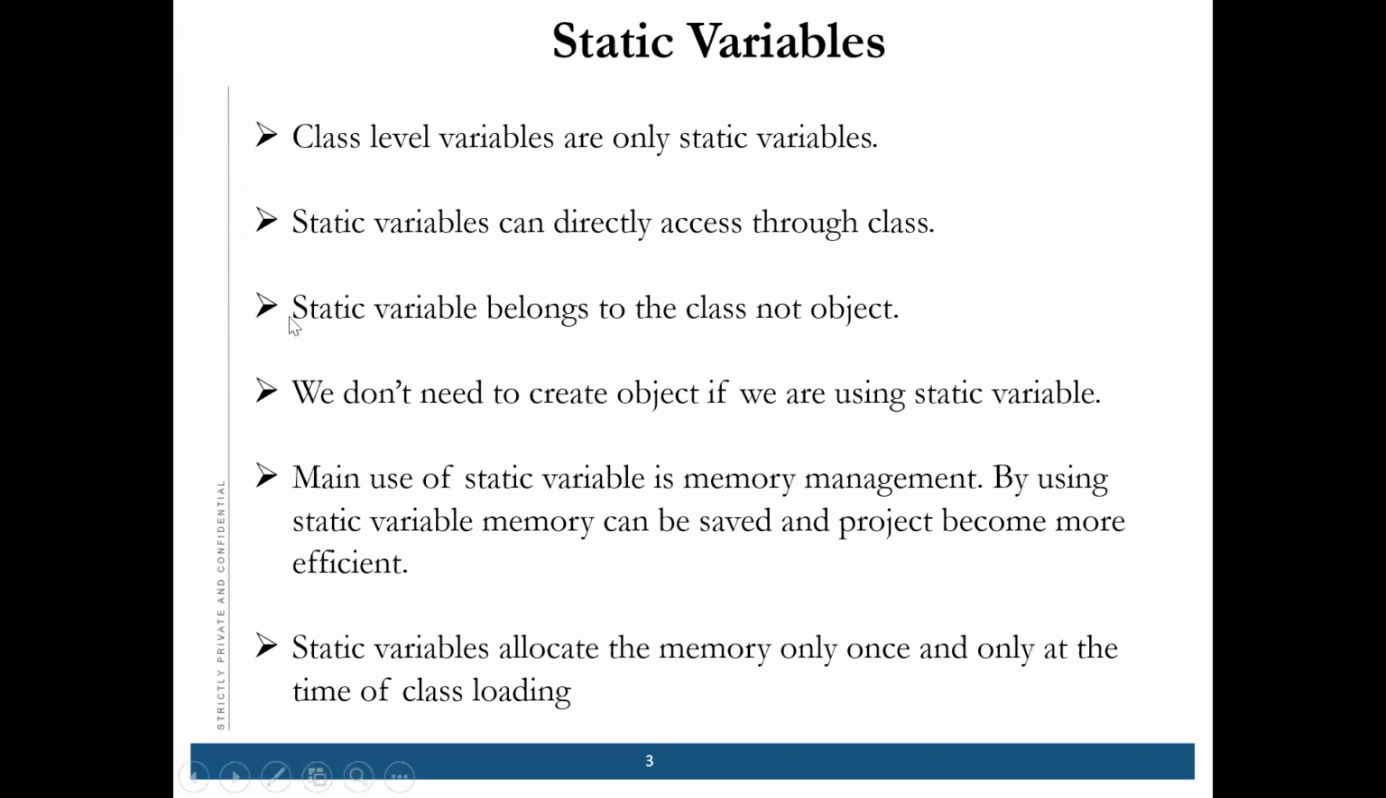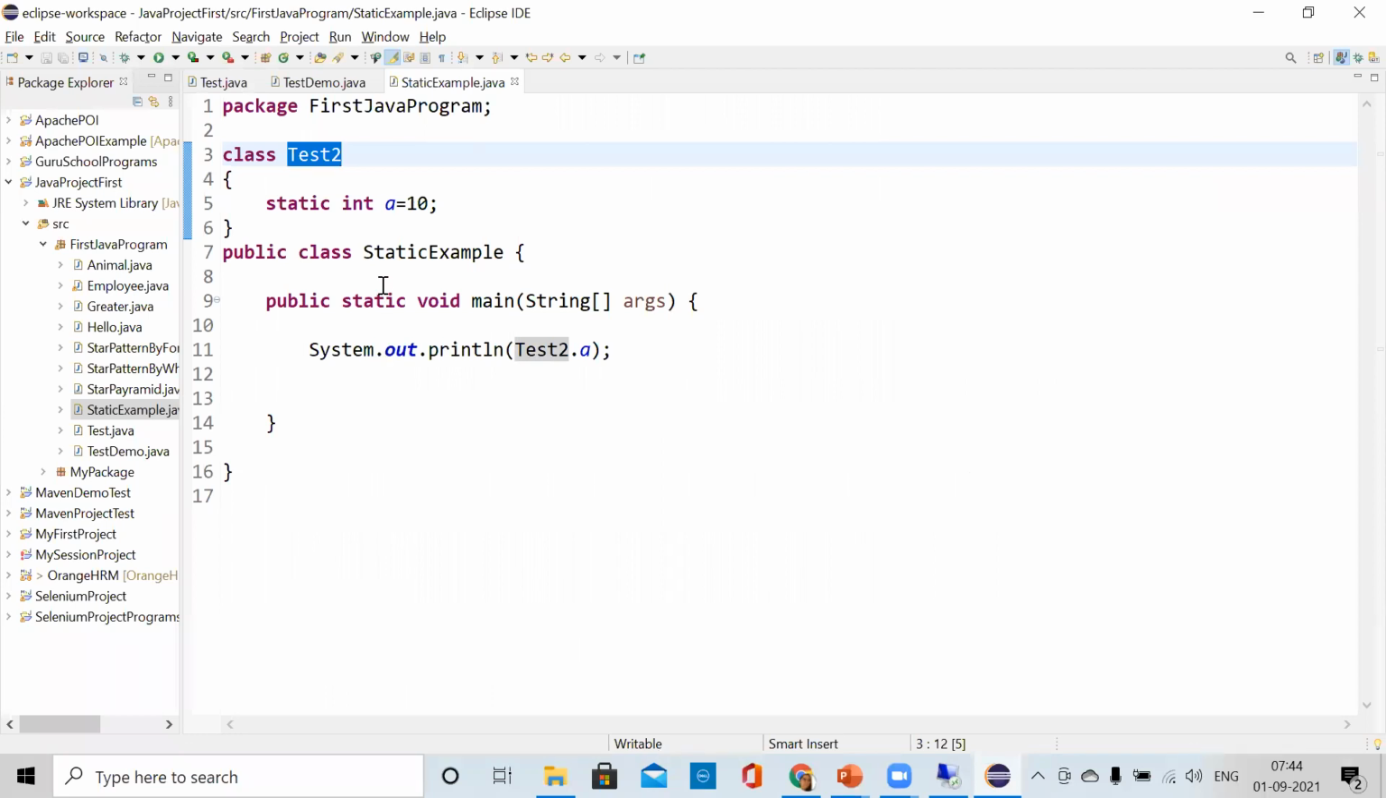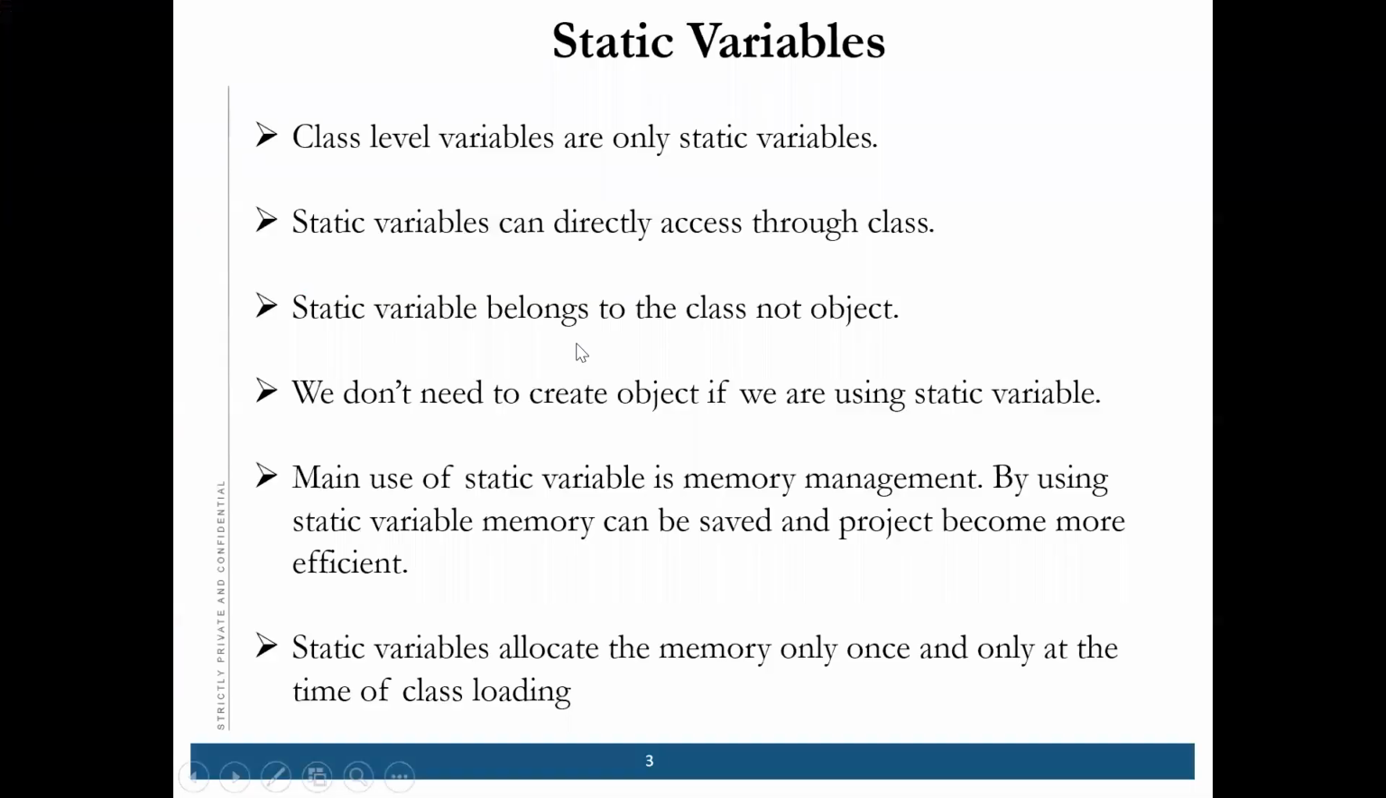So this is really an important interview question. Like static variables, there are so many questions you can get in an interview: what is a static variable, how it is used, how it belongs to the class. So this is a very important topic. We don't need to create an object if we are using a static variable. I've just told you that we don't need to create any object and call it by that object. We just need a class and then we can call it.